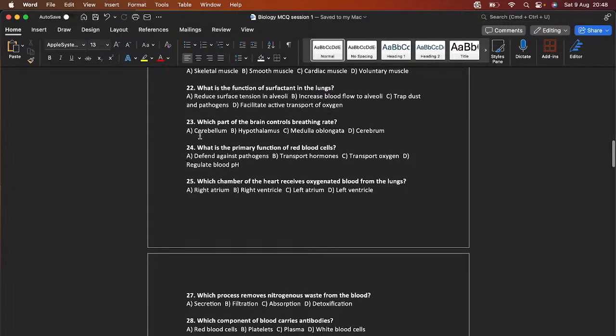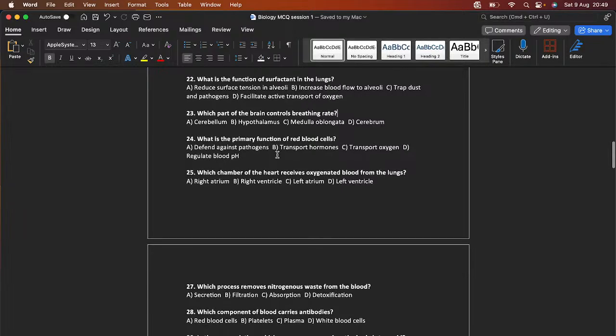Okay, so out of this, the cerebellum is what controls coordination and movement. Hypothalamus, we saw it earlier, right, controls temperature. Medulla oblongata now in this case for the breathing rate, and the cerebrum, which is important for all the high functions of the brain. Okay, what is the primary function of red blood cells?